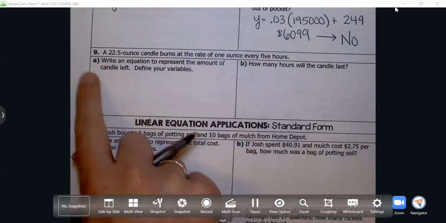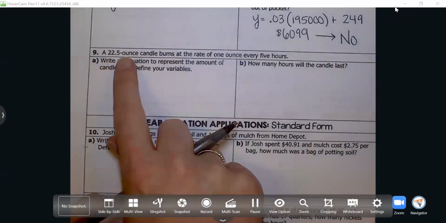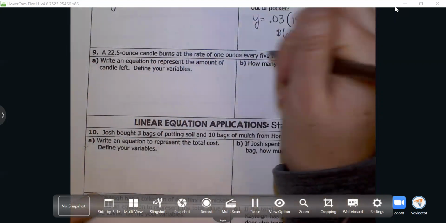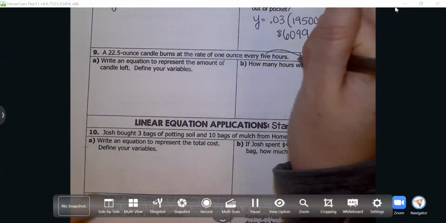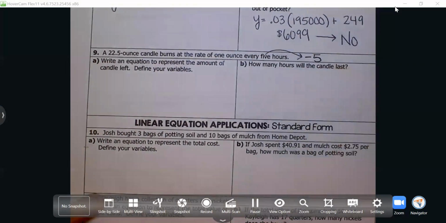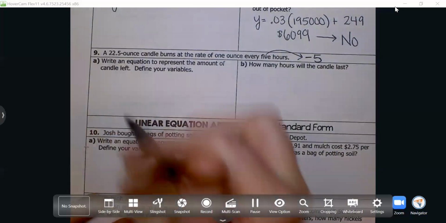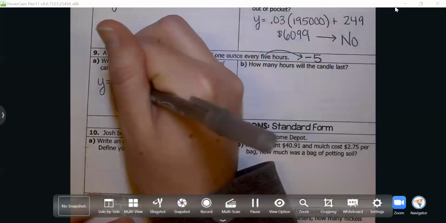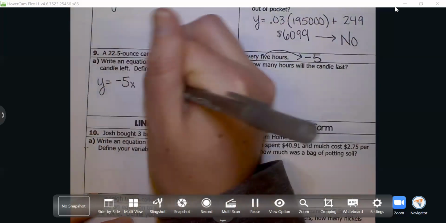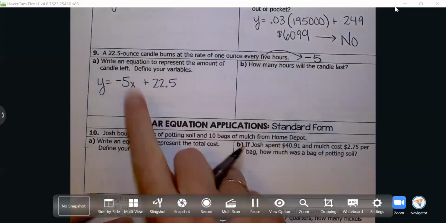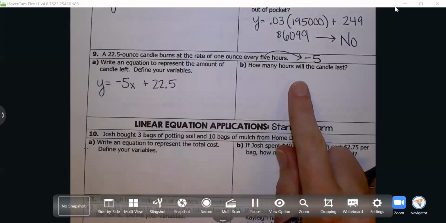Last one, I like this. This one's a little bit different because it's burning at a rate of 1 ounce every 5 hours. So this is actually my rate, since it's getting less, is going to be -5. We start with 22.5. So let's do this as -5x plus 22.5.